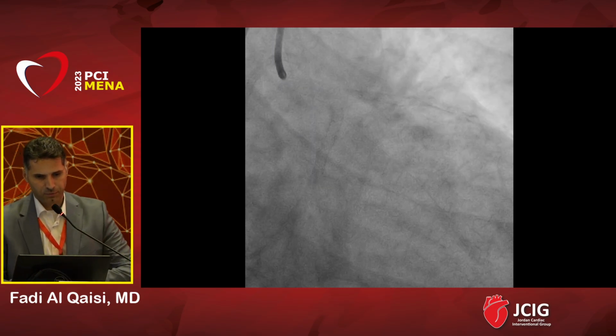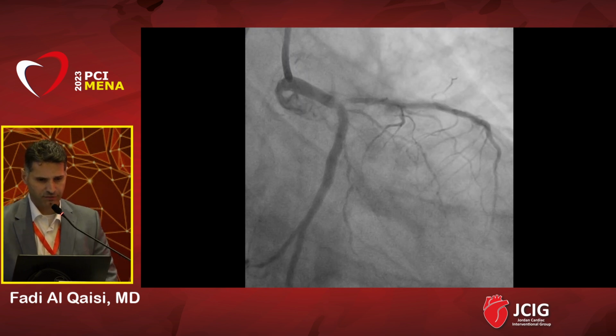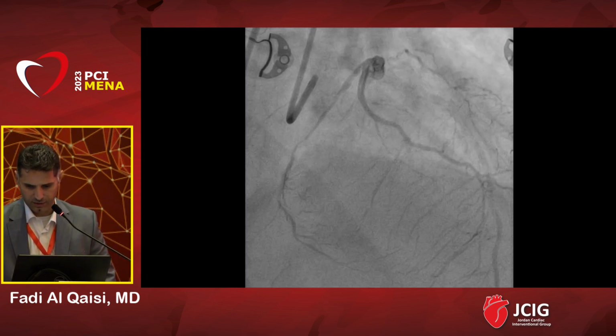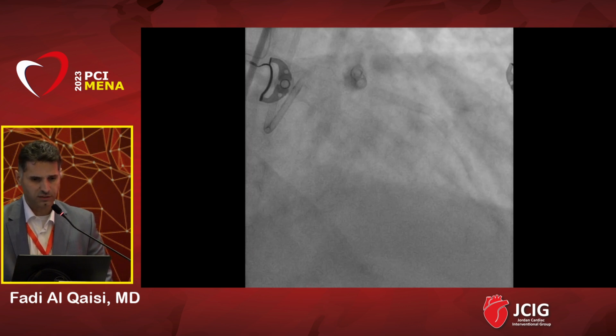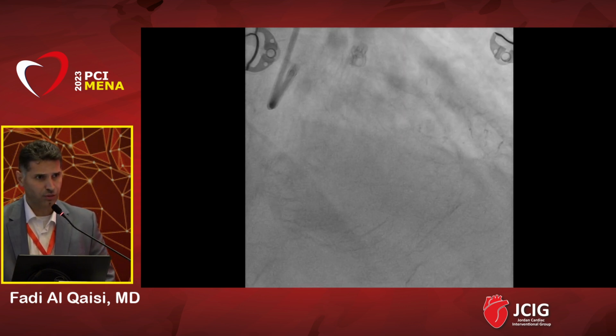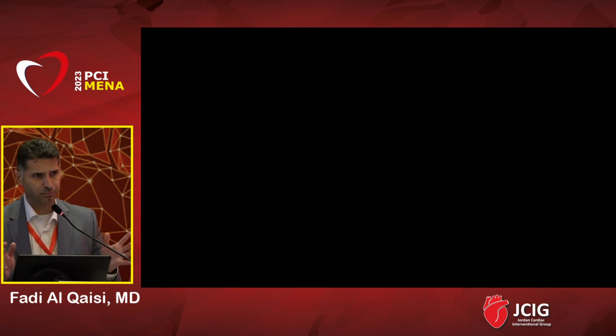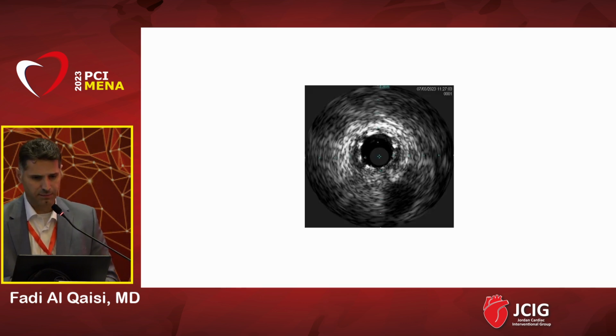This is the day of the procedure. We can appreciate the distal bifurcating left main. We wired both arteries. We started with IVUS of both, ballooning, obviously. Both wires were established. We pre-dilated, and then we established the IVUS.